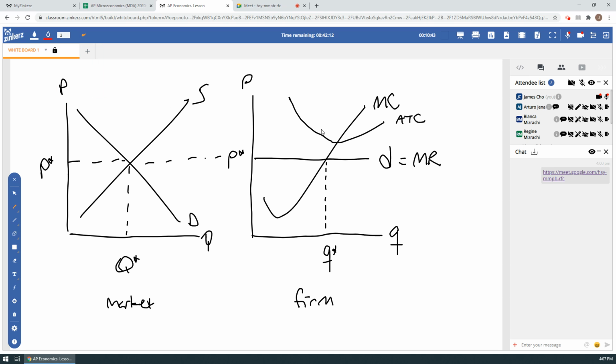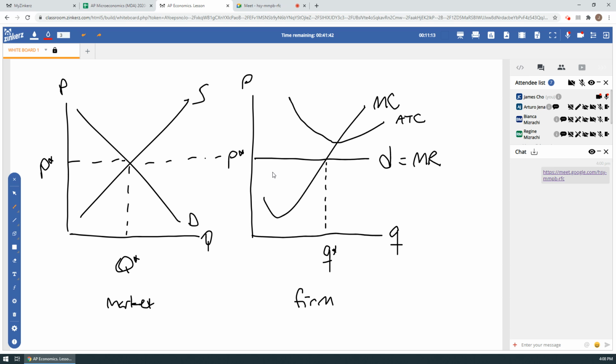And again, just as before, don't draw your profit, or in this case, losses box, from here, the minimum point of ATC. It's not going to be that box there. There's no reason to start here. Take a look at your quantity. At your quantity, pick up your price. There's your P. At your quantity, pick up your ATC, which is here. So here is your P minus ATC times Q. There's your economic loss.